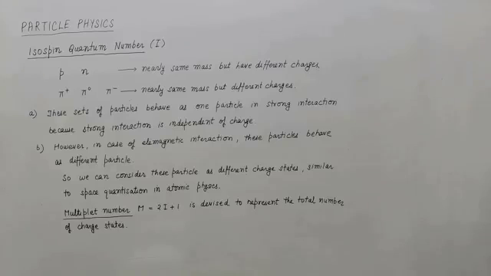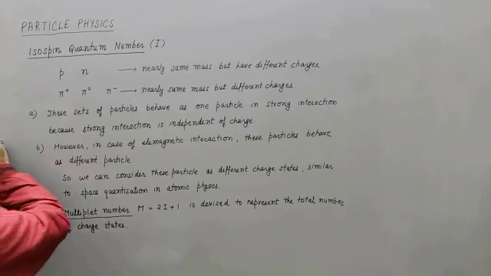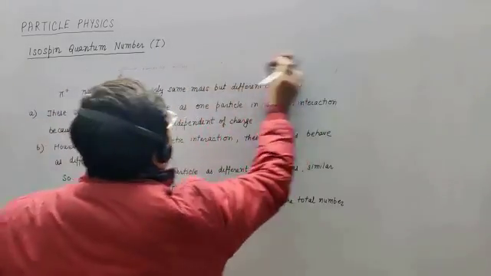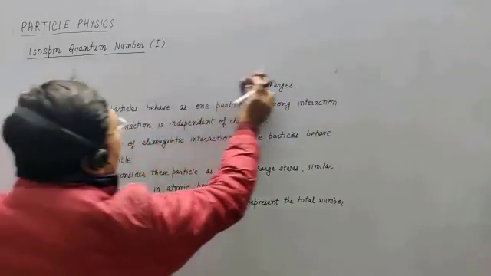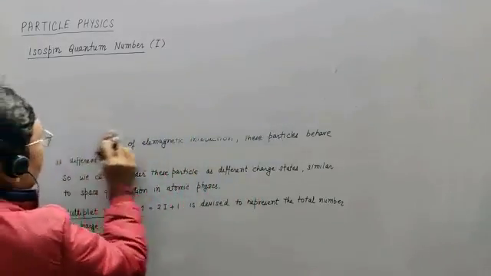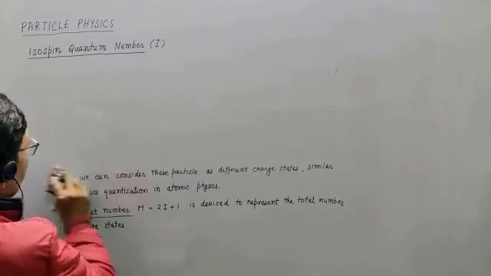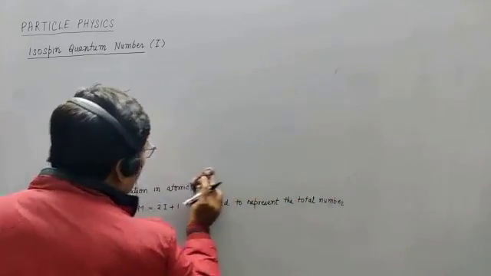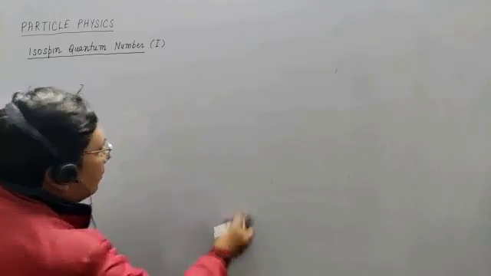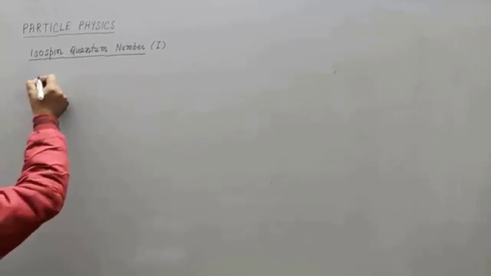Now we will discuss different examples. Come to the examples of this type of set of particles which behave as different charge states in strong and electromagnetic interaction. In strong interaction they behave as a single state, but in electromagnetic interaction they behave as different states. First, M can be 1.